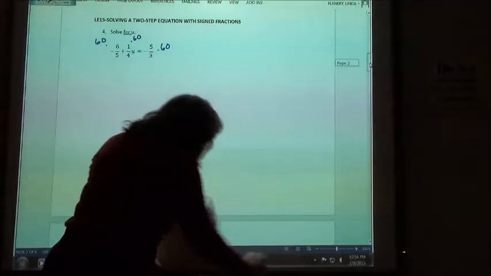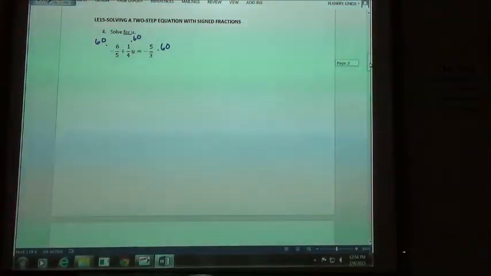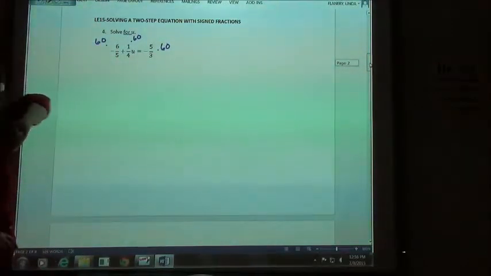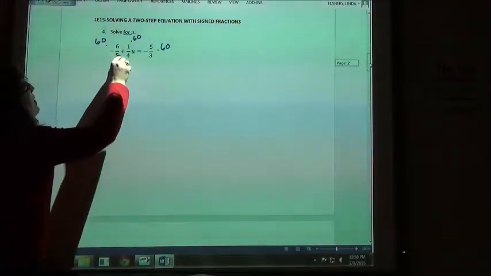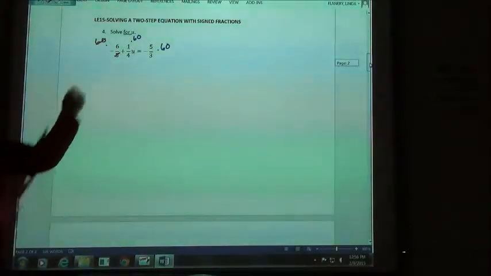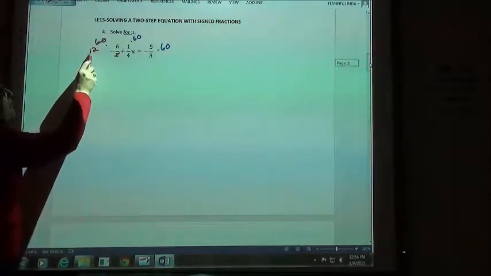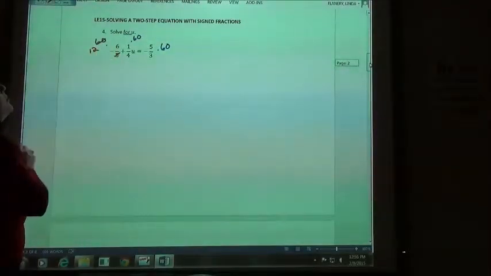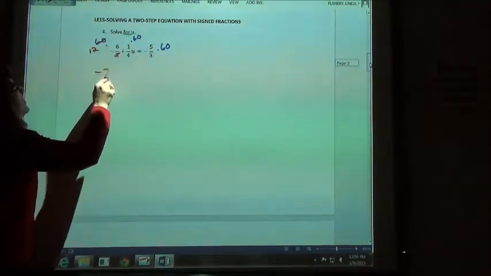Multiply the fractions by 60. We're actually going to multiply every term by 60, but all of them happen to be fractions. So what should happen is you should be able to cancel the denominator out into that number we multiplied by. 5 divides into 60 how many times? 12 times. So then I'm going to take 12 times the minus 6. That's on the top part of that fraction. 12 times 6, so I get negative 72 there.